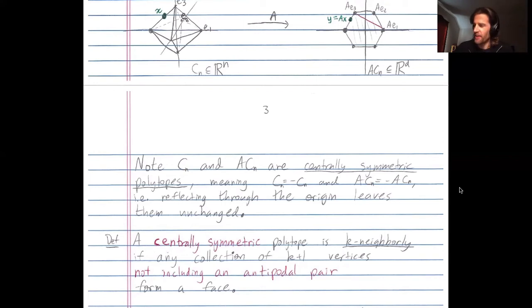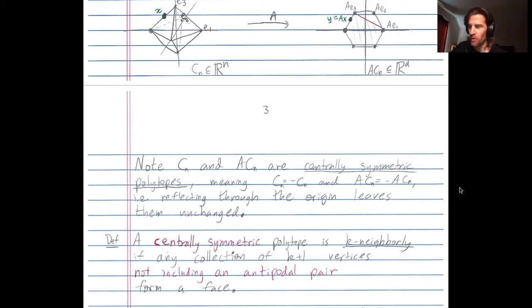You can't form a face if you have antipodal vertices, right? Because then that face would pass through the origin, and that's not on the boundary of this polytope. So we never look for faces that contain antipodal points in centrally symmetric polytopes. So we're only going to say that any collection of k plus 1 vertices, no two of which are antipodal, have to form a face.